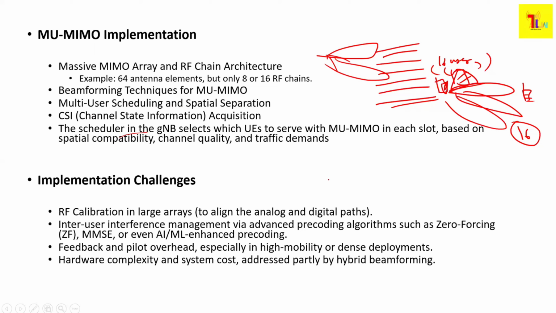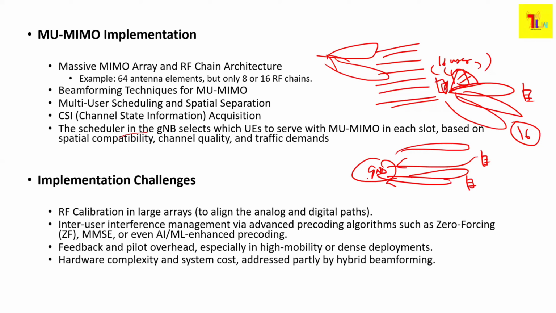Before even scheduling, you have to know what the channel conditions of each of these users are, right? For example, let's assume 2 users. So the gNode B has to listen to this particular CSI as well as this particular CSI, and accordingly direct the beams towards them, right? So that is another challenge, an implementation detail that the gNode B has to consider in order to support multi-user MIMO, right?